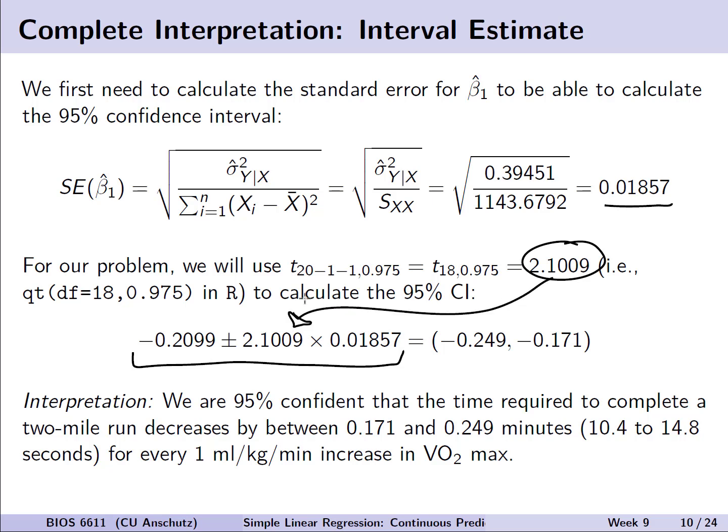Once we do that, we get our resulting interval and our interpretation that we are 95% confident that the time required to complete a 2-mile run decreases by between 0.171 and 0.249 minutes, or again, translating it back to seconds, 10.4 to 14.8 seconds, for every 1 milliliter per kilogram per minute increase in one's VO2 max. So at this stage, we now have the point estimate and its corresponding interval estimate, but we still need to describe the uncertainty as well as our decision.